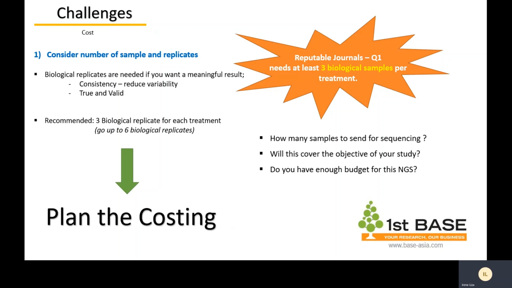Now, if you want to publish your findings in a reputable journal like Q1, you at least need 3 biological samples per treatment. So the recommended number is 3. You can go up to 6. With that, you can plan the cost. How many samples do you need to send for your sequencing? Will this cover the objective of your study? And do you have enough budget? So you can now plan your costing based on the number of samples and replicates.